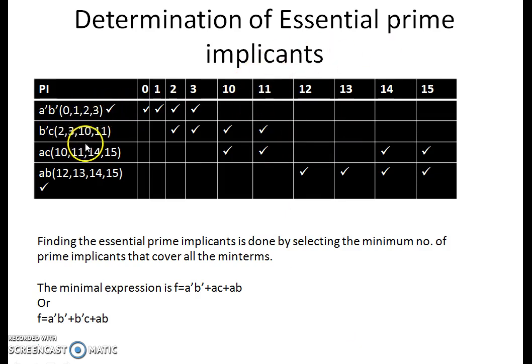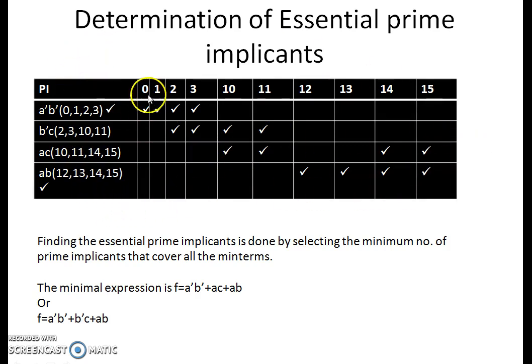In the rows I have listed all the prime implicants and in the columns I have listed the min terms. What you're supposed to do, it's very easy, is go on putting the check mark for this combination against that column. So 0, 1, 2, 3, I put that. 2, 3, 10, 11, I put a check mark. 10, 11, 14, 15 and 12, 13, 14, 15.